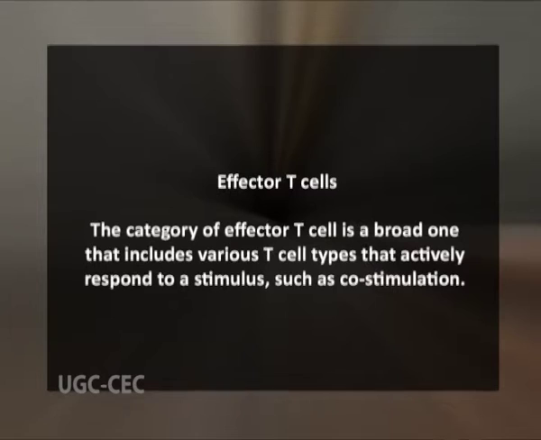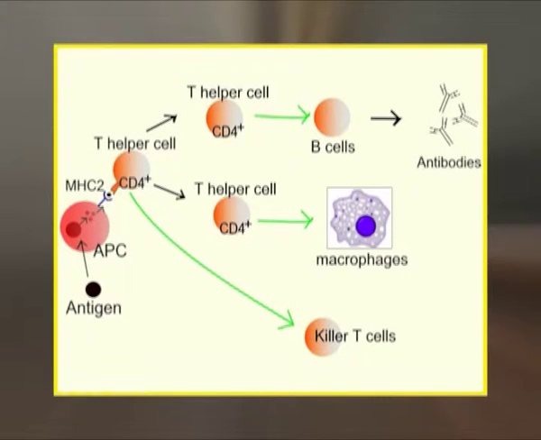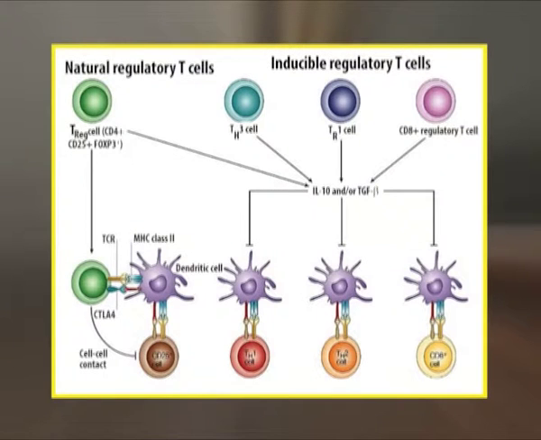Now let us discuss their types. Number 1. Effector T cells. The category of effector T cells is a broad one that includes various T cell types that actively respond to a stimulus such as co-stimulation. This includes helper, killer, regulatory and potentially other T cell types.